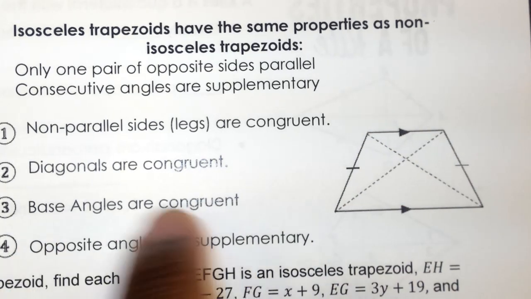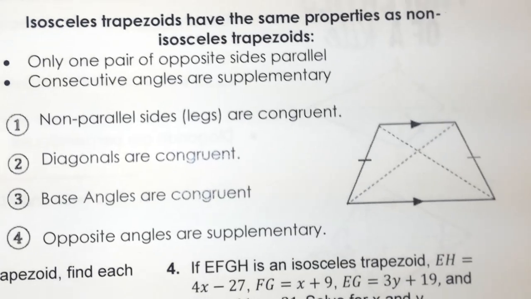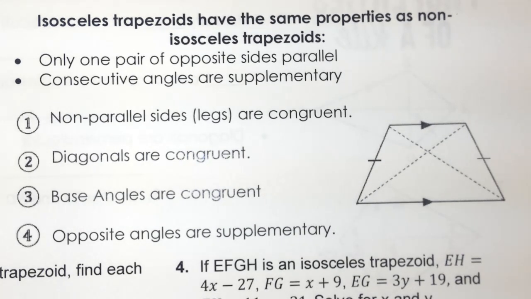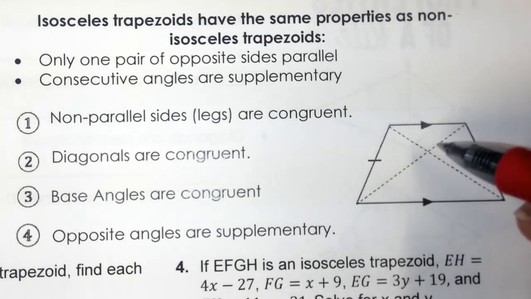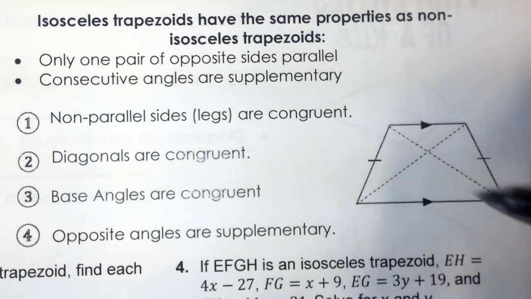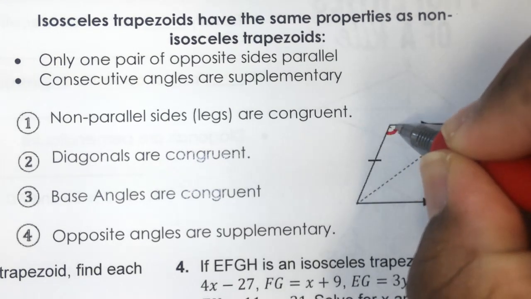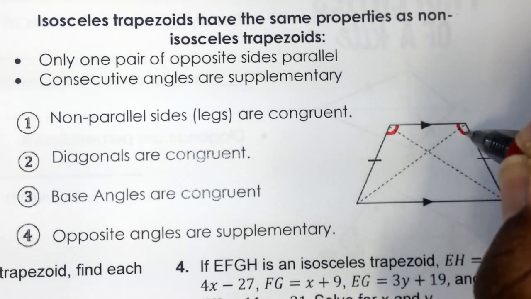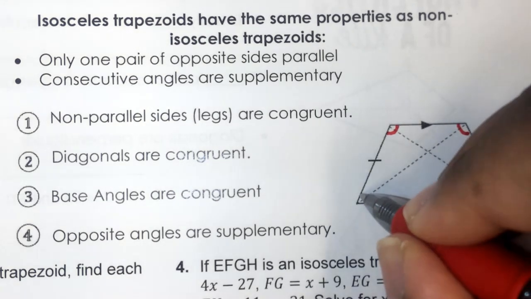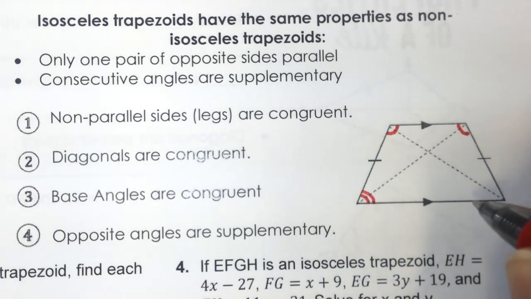The base angles are congruent. And we talked about base angles when we did isosceles triangles. But since you got two bases on this one, you got base angles at the top and the bottom. I got two base angles up here, and I got two base angles down here. The base angles will be congruent.